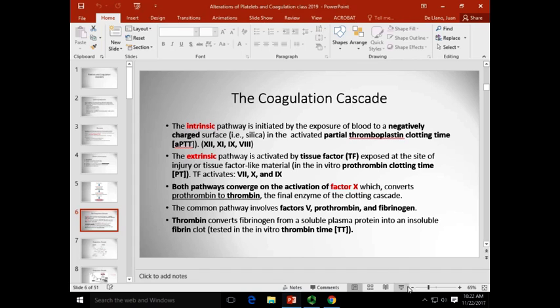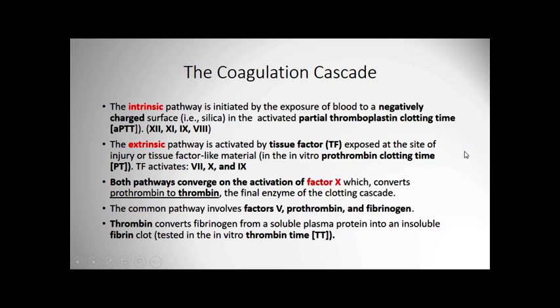Intrinsic pathway is initiated by exposure to any negative surface. Collagen is a protein that is negatively charged, so exposure to collagen will activate this intrinsic pathway. The extrinsic one is activated by tissue factor and is tested, as it says, by the PT. Both converge using or activating factor 10, which is the central factor. It makes like an X, so you can remember that because it's like a cross. So it's in the center of these two coagulations.